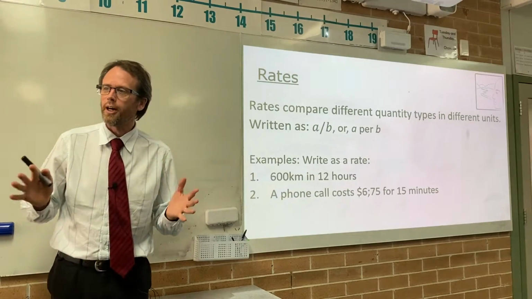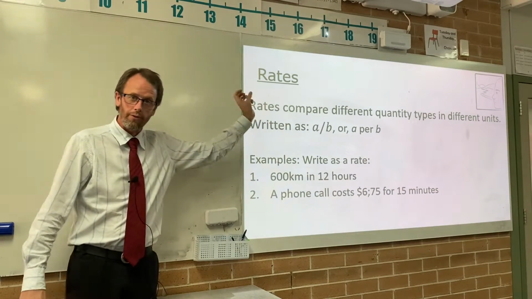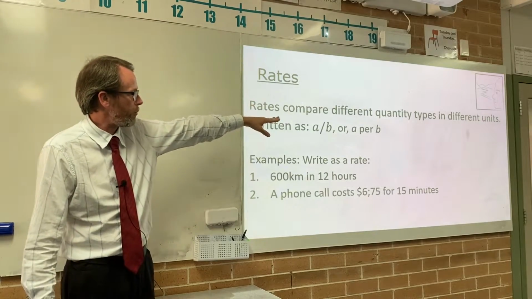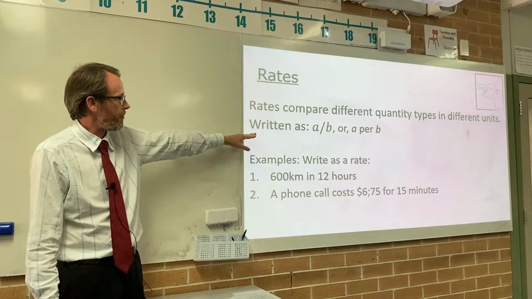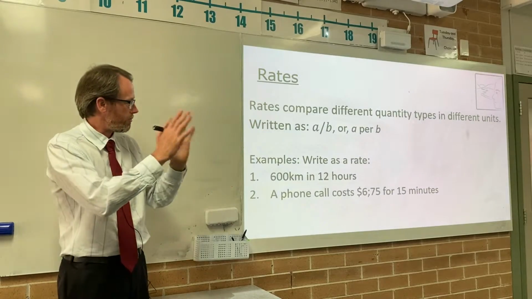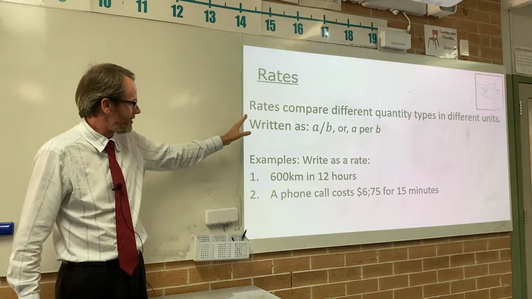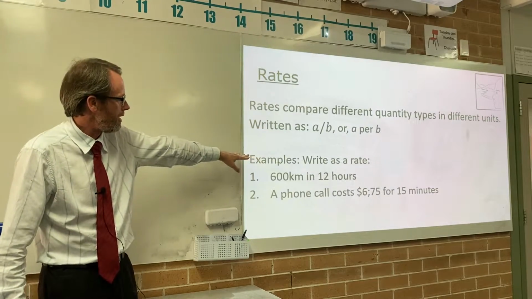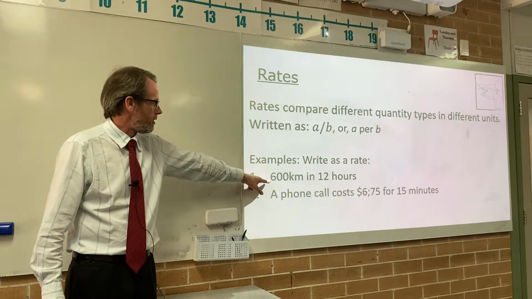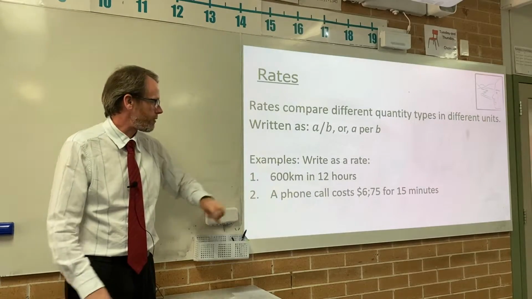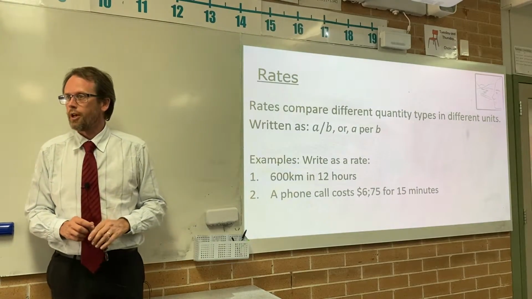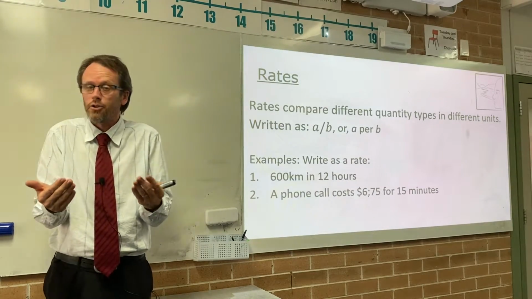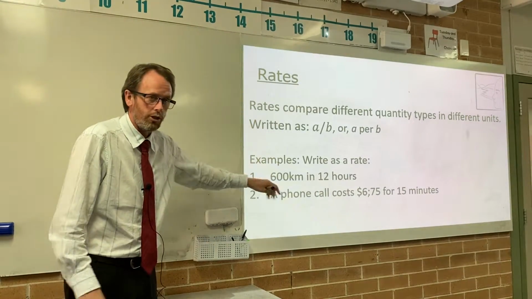So Year 9, today we're doing rates, different to ratios. Notice, rates compare different quantity types in different units. So it's not just one to the other, it's different. For example, you see it with the examples, but it's written as A per B or A over B. An example of a rate is 600 kilometres in 12 hours. Now, how do you normally see that written? It's kilometres per hour. So we want to get this into kilometres per hour.